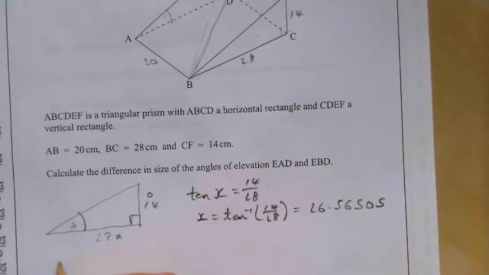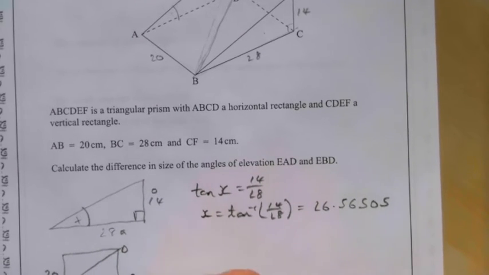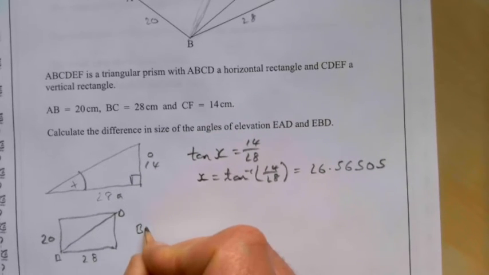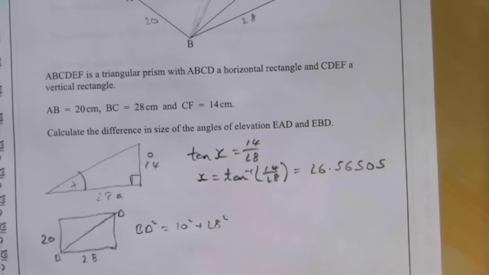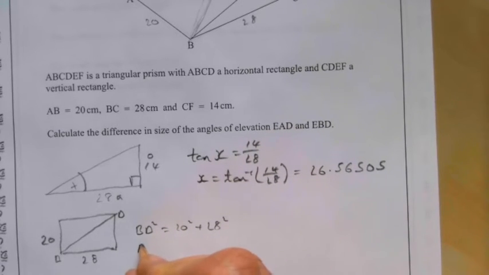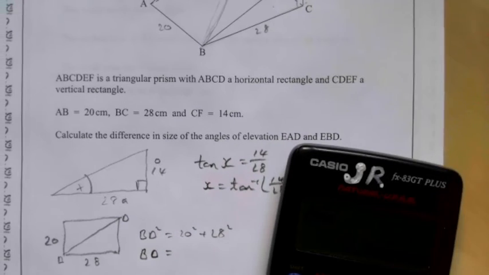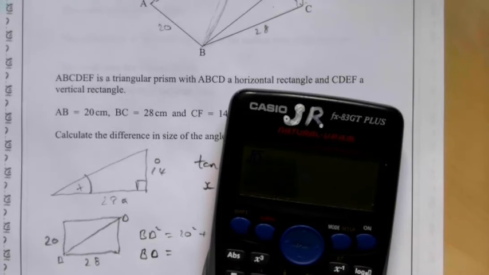So again, let's take this wee bit out, the bit that we need. So that's 20 and that's 28 and that then is BD. So BD squared is equal to 20 squared plus 28 squared. So BD is the square root of 20 squared plus 28 squared, and that equals 34.4093.